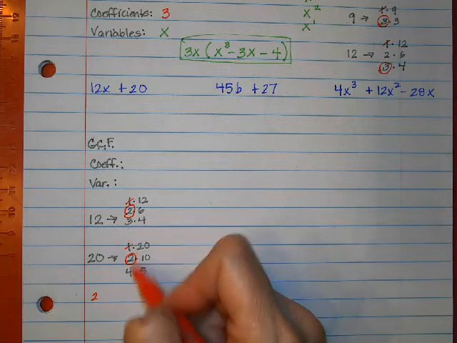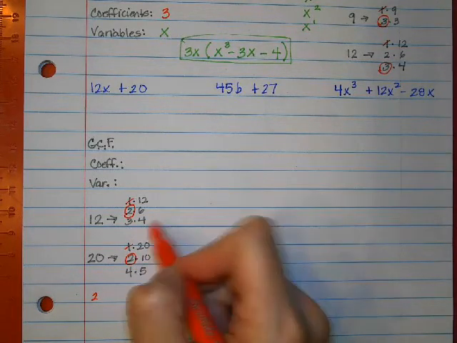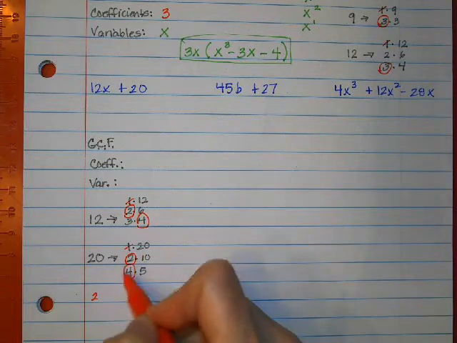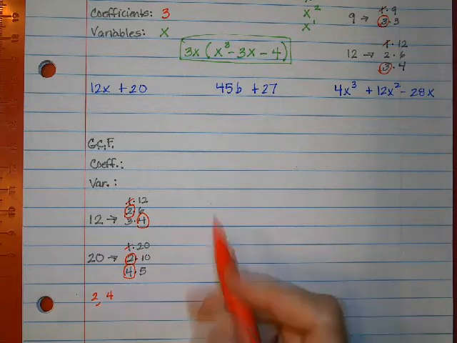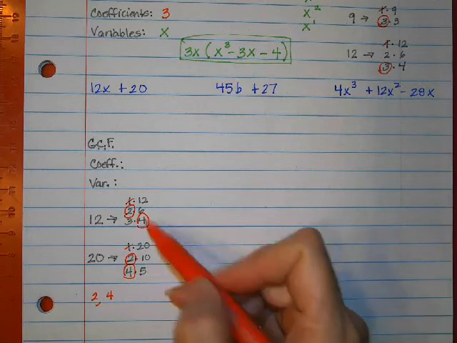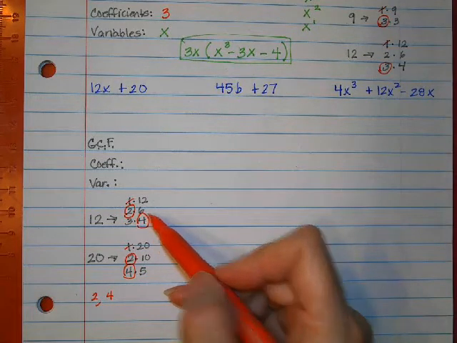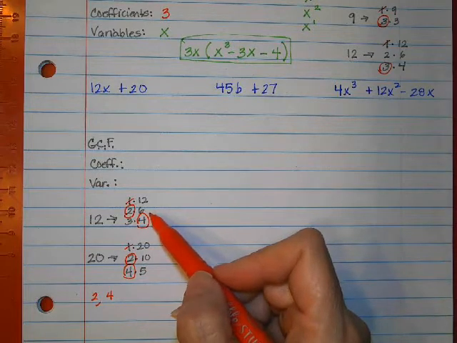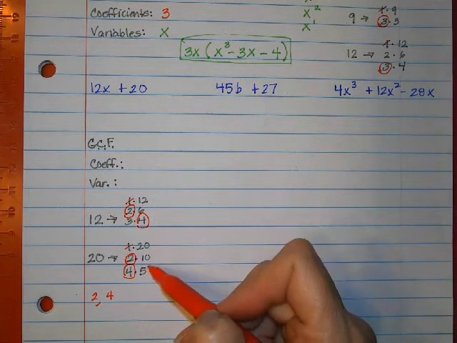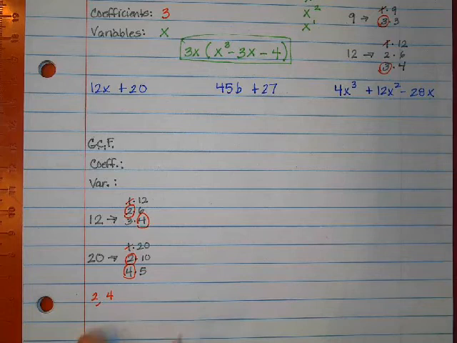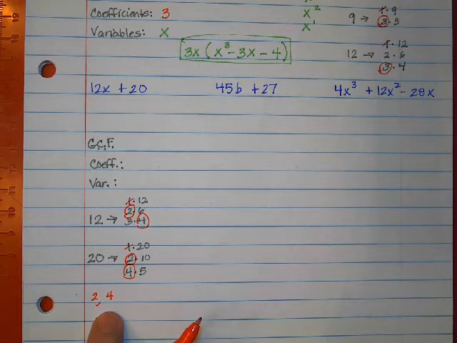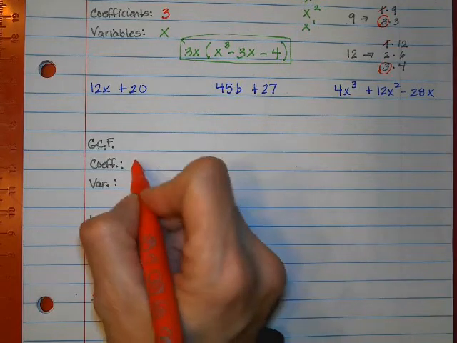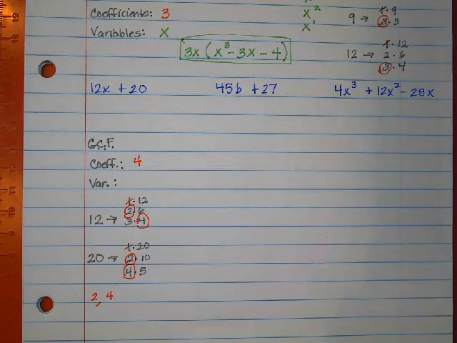This has a 3. This does not have a 3. This has a 4, and this guy has a 4. So they both have a 4 in common. This has a 5. This doesn't have a 5. This has a 6, but this doesn't have a 6. They've got a 10, but they don't have a 10. They have a 12, but they don't have a 12. They have a 20, but they don't have a 20. So the only factors they have in common are 2 and 4. Beautiful. So who is bigger, 2 or 4? 4. So 4 would be the greatest common factor of our coefficients.